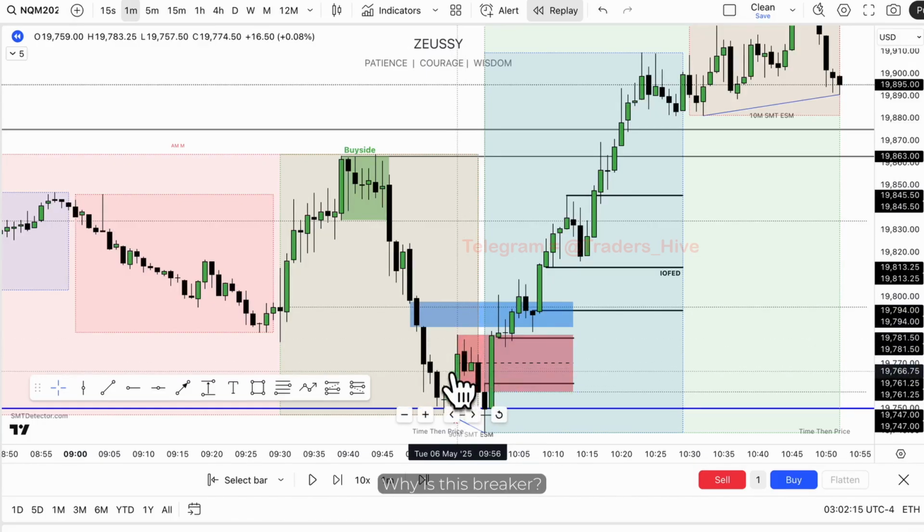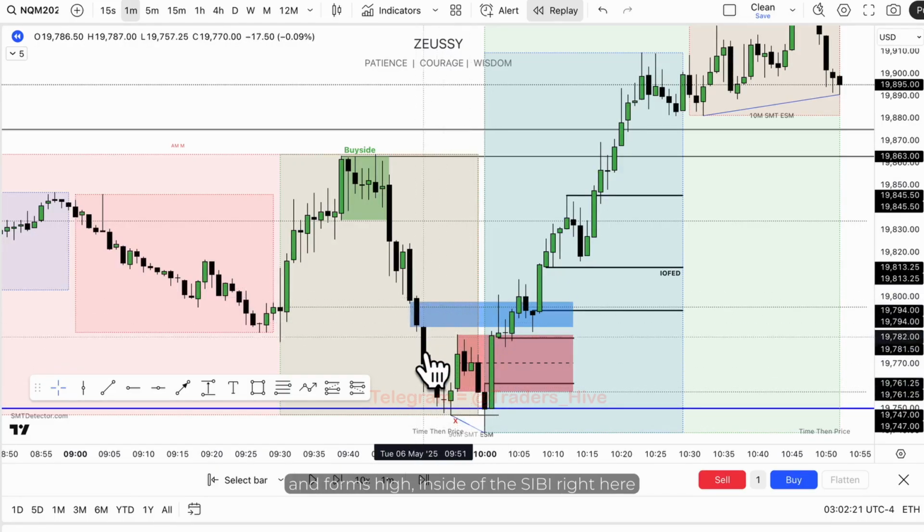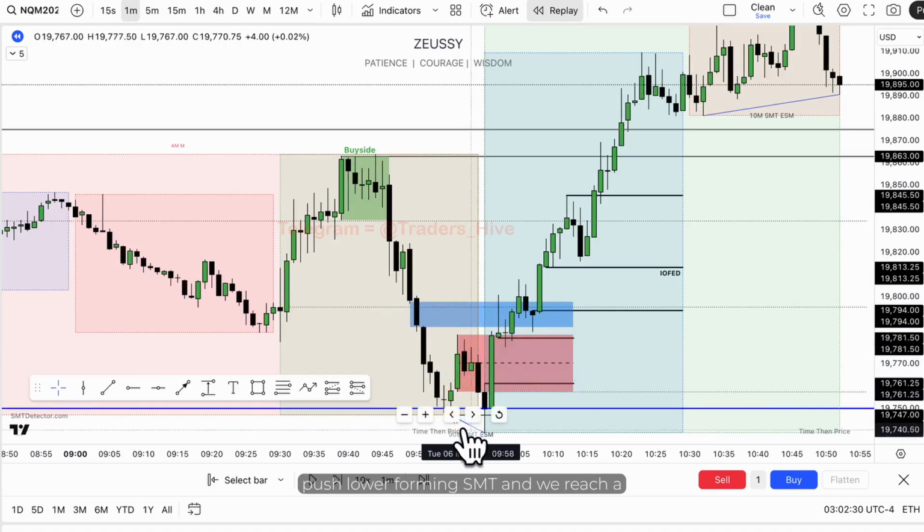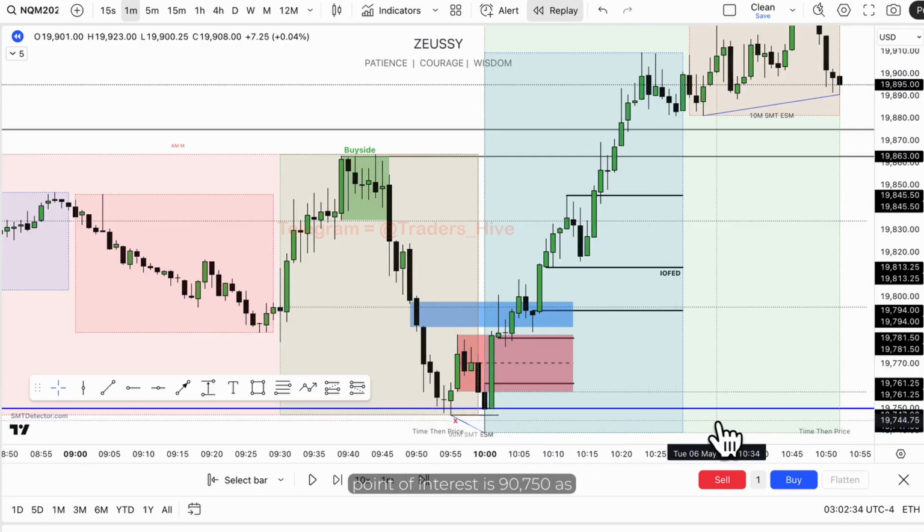Why is this a breaker? Well, you see an expansion lower, we form a low, the market retraces higher, and it forms a high inside of the CB right here, below the CB which I've annotated, but we'll get to the importance of this higher CB in a bit. And we then see the market have one more push lower, forming SMT, and we reach a point of interest. The point of interest is 19,750, as you can see.